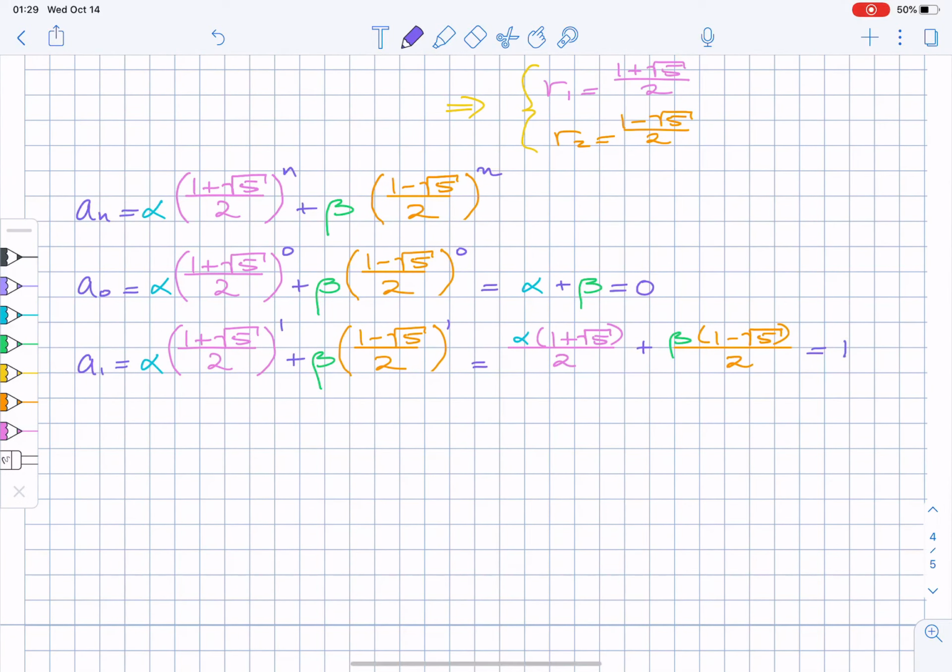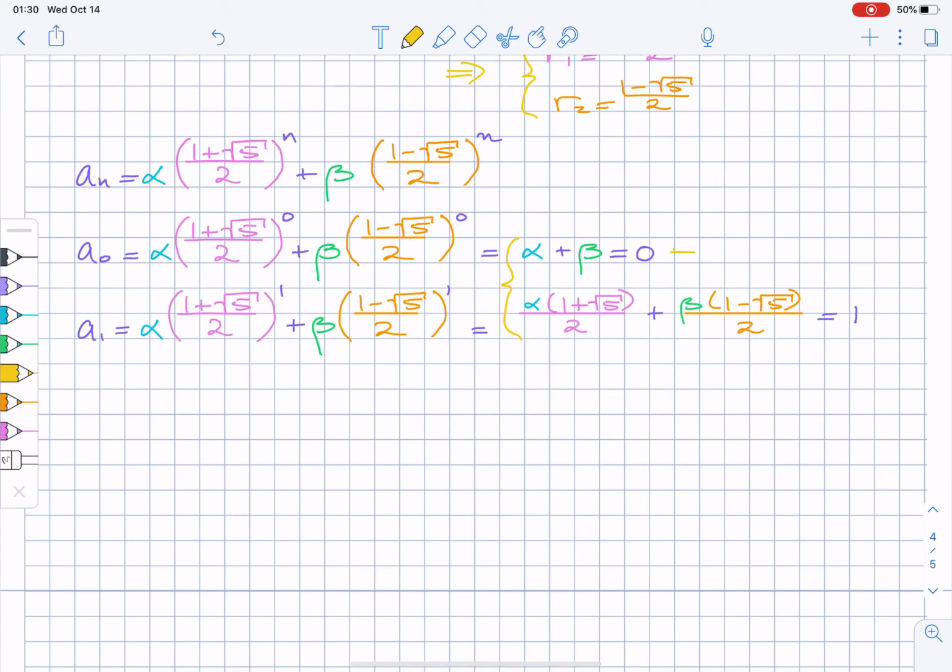So what I have now is a system. What color should I use? I'm going to use yellow. This system here, I have 2 equations and 2 unknowns. So I can solve this for alpha and beta, because everything else is known. Okay, so let's solve that system. The first line says that alpha is negative beta, or beta is negative alpha, however you want to state it. Alpha is the negative of beta, and vice versa.